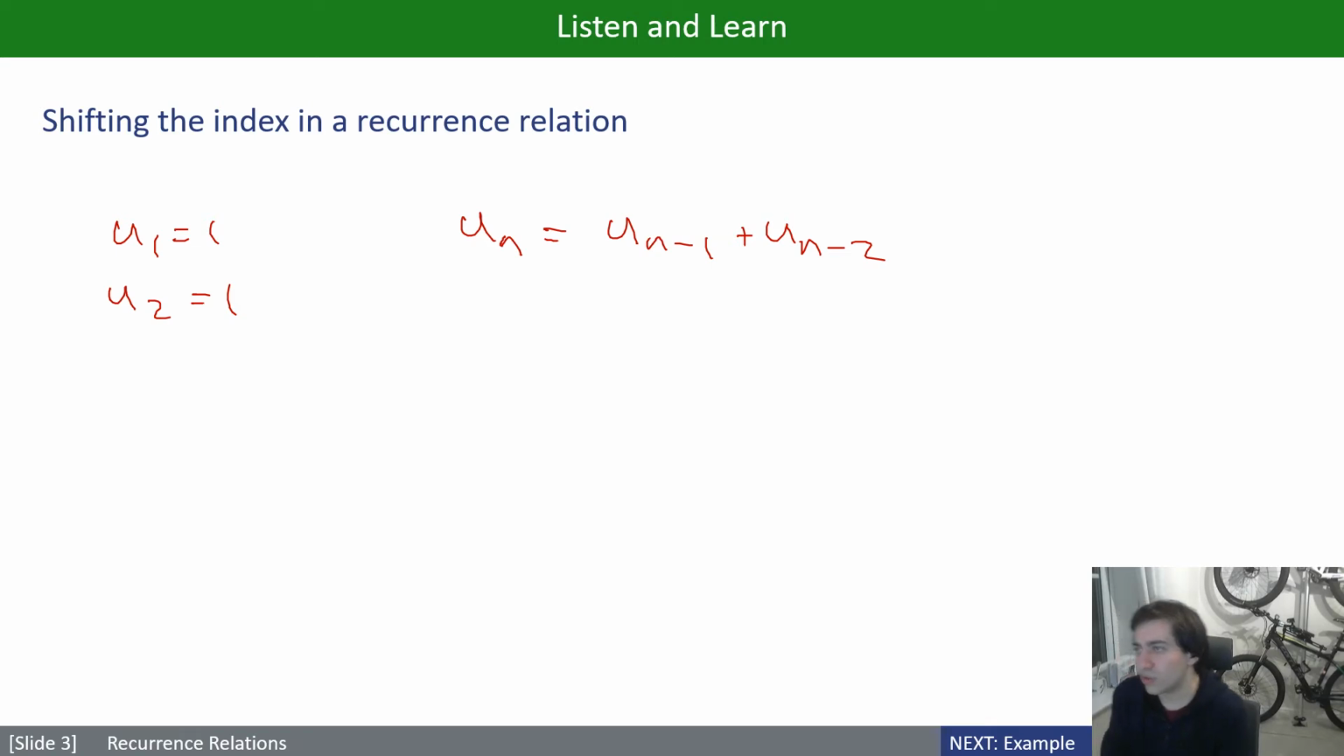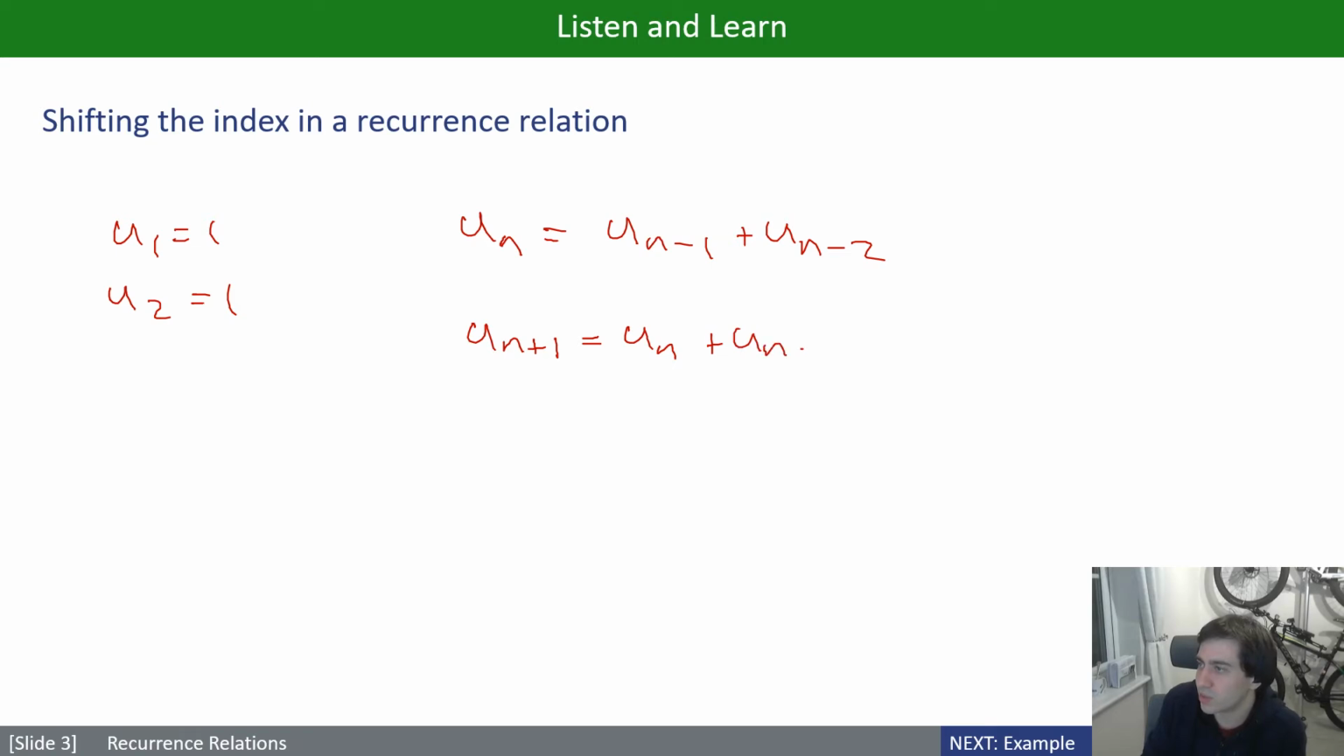Now, what you can do in a recurrence relation, you could say to yourself, well, actually, I want to define the Fibonacci sequence a different way. What if I said u_(n+1) is equal to u_n plus u_(n-1)? So it's like saying the one in front is equal to the one I'm at plus the one behind me. That makes exactly the same sense, right? Or the same amount of sense.